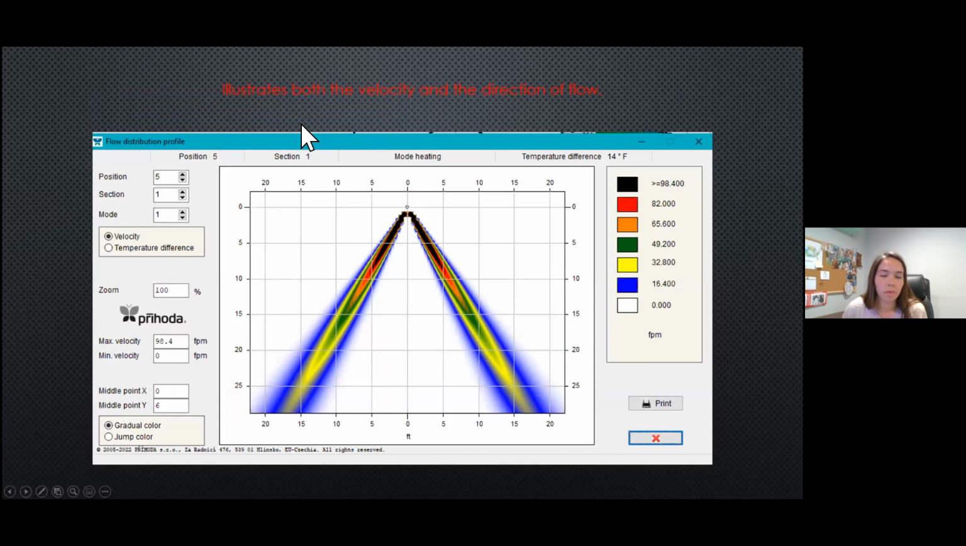So this here is what we call our airflow chart. And all it is showing you is the feet per minute at a certain height and certain throw distances. On that right-hand side of the screen, you can see a chart, and that is actually showing the speed that the air is traveling at, so our feet per minute there. On the left and the right of the chart, it shows you the height that the duct is going to be installed at, and at the bottom and top, it shows you the distances that the air is traveling from left and right.